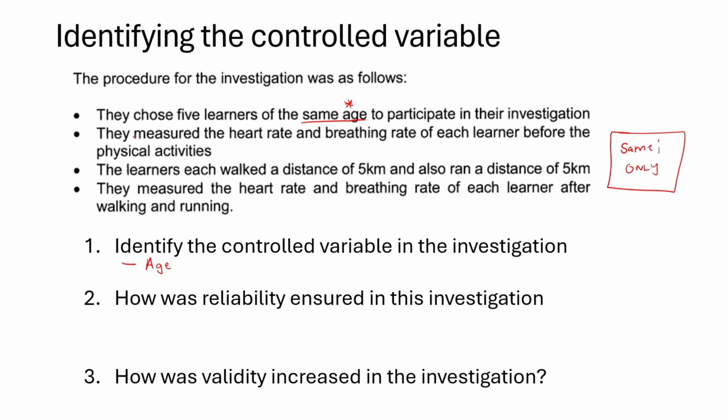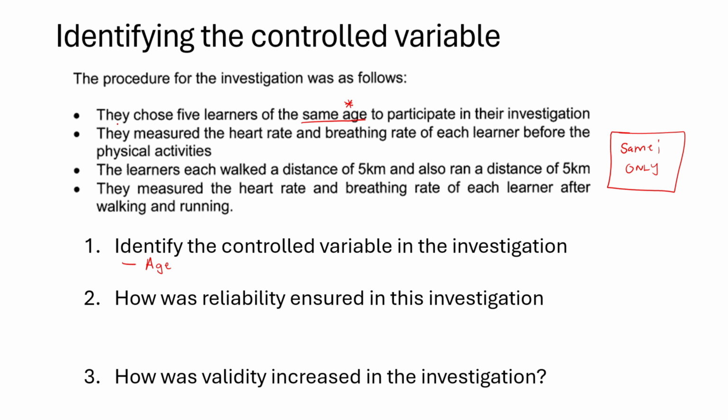Look at this one here. They chose 5 learners of the same age to participate in their investigation. They measured the heart rate and breathing rate of each learner before the physical activities. The learners each walked a distance of 5 kilometers and also ran a distance of 5 kilometers. They measured the heart rate and breathing rate of each learner after walking and running.